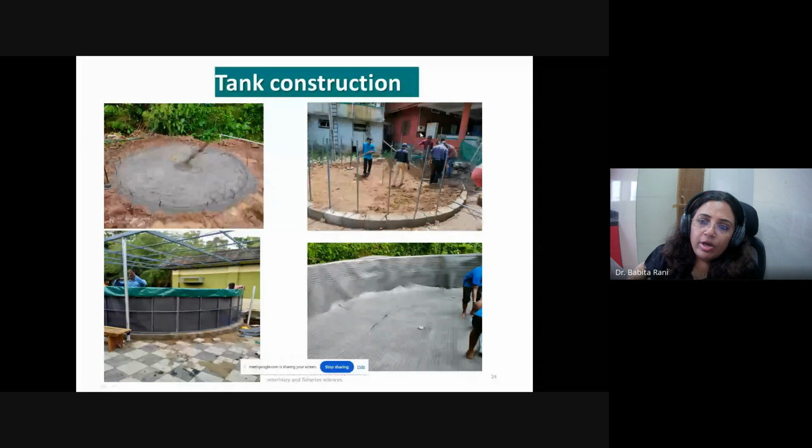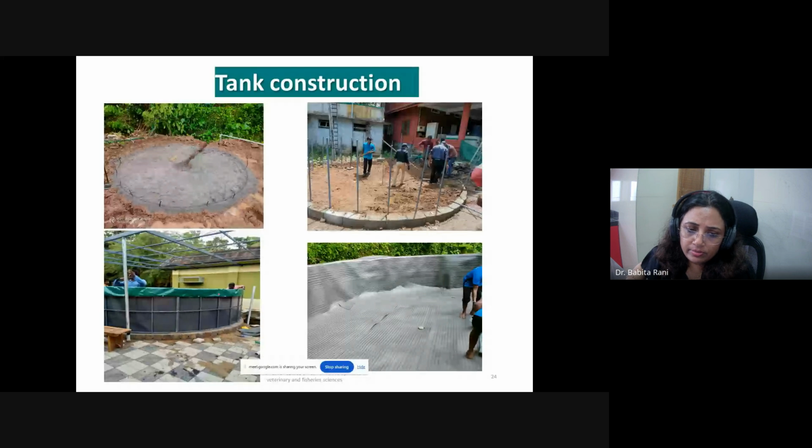You can see the tank construction is specific. This is a 5 meter diameter tank, made up of GI sheets and GI bars, and also a styrofoam shock absorber, and then we put the liner. You can see the green color liner here. This is made up of HDPE, or nylon liner is also available.